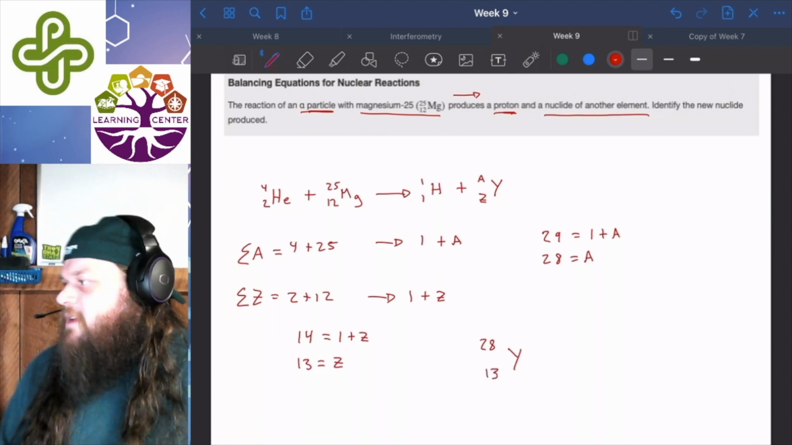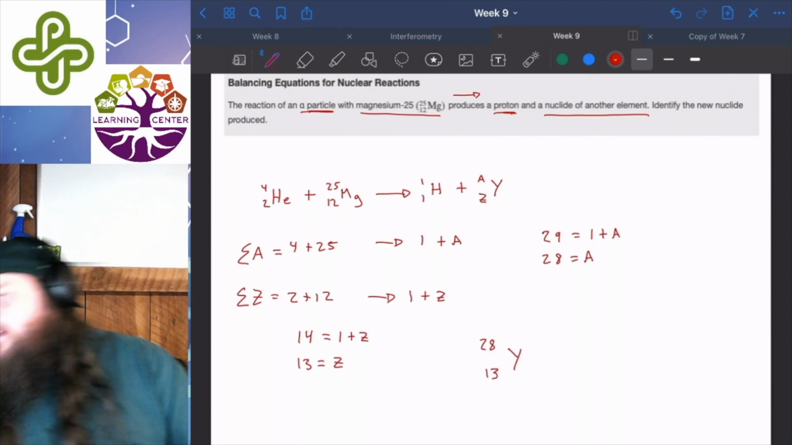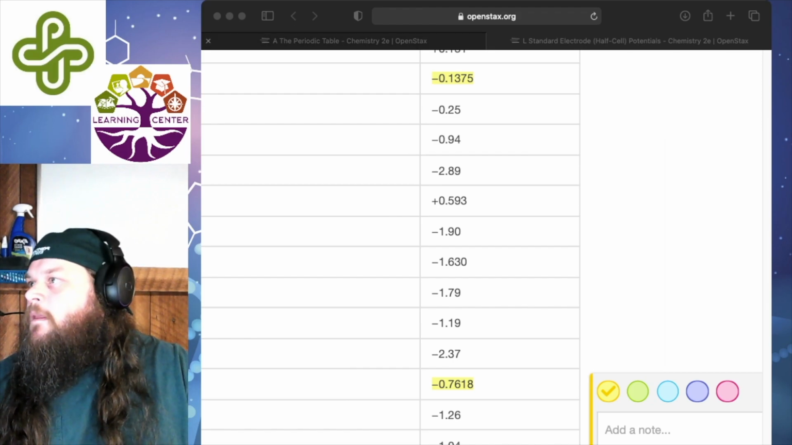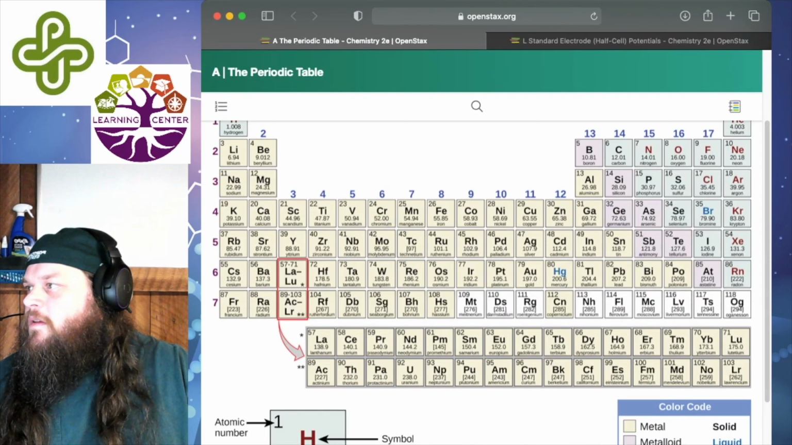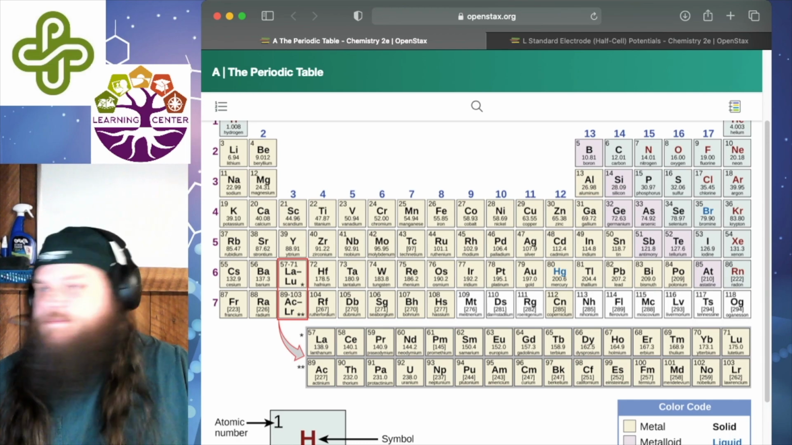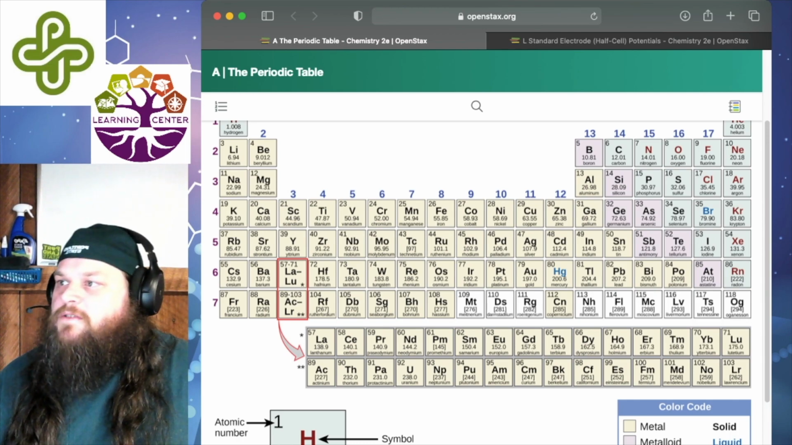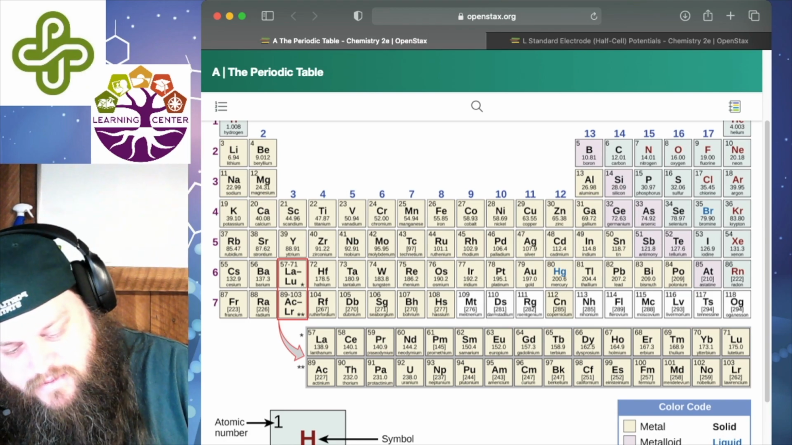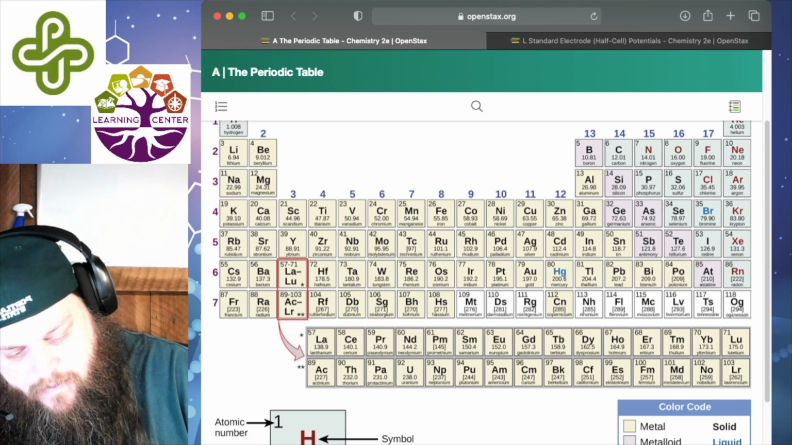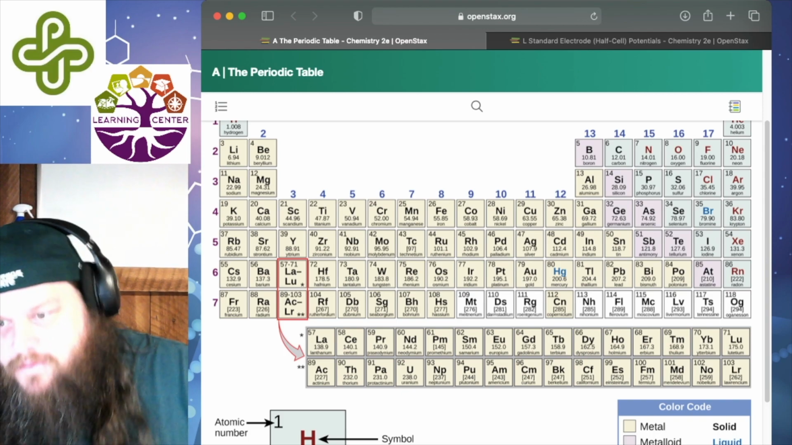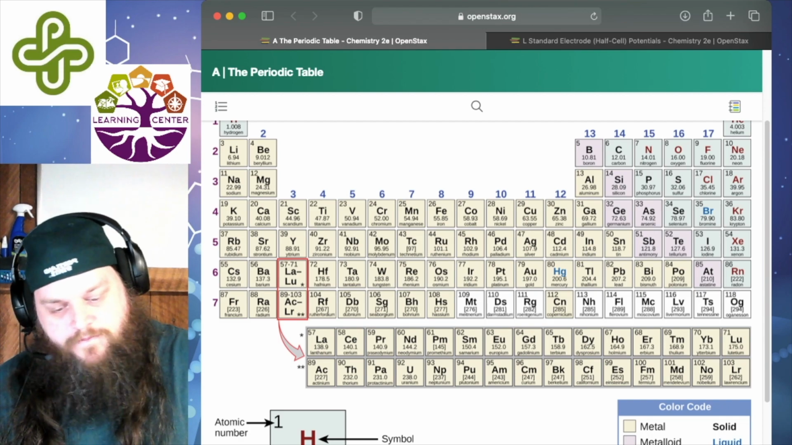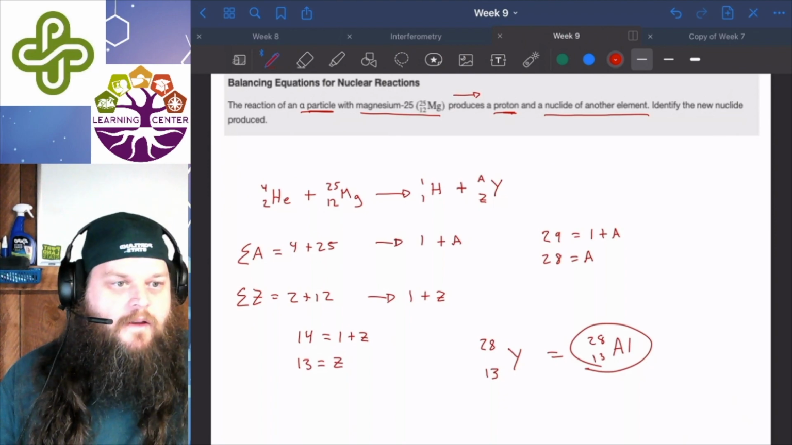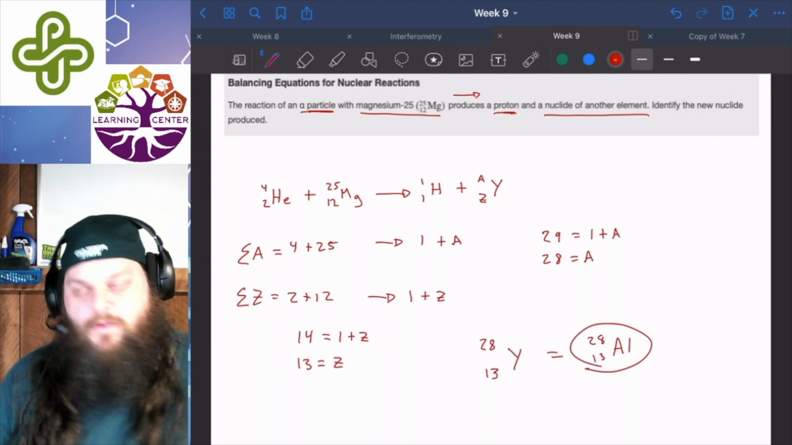Well, 13 protons, that's an element. We can look at our periodic table. I'm going to go back to my browser, hop over to a periodic table, and we can see, oh, that's aluminum. Can't see my cursor, but that's aluminum there, which is element 13. So we can see that this is really 28, 13 aluminum, or aluminum-28.